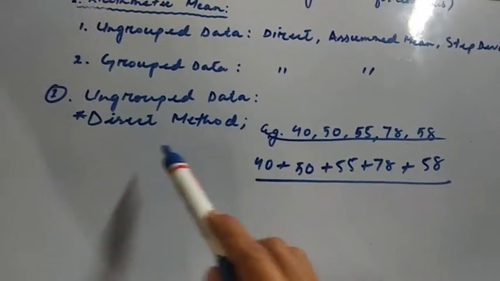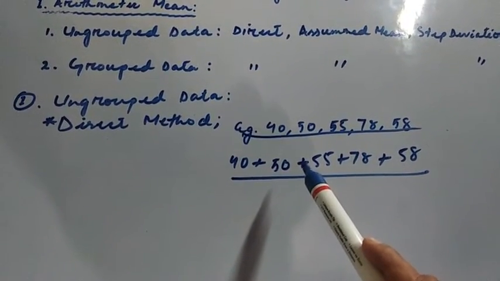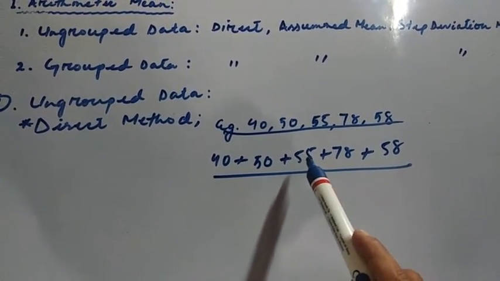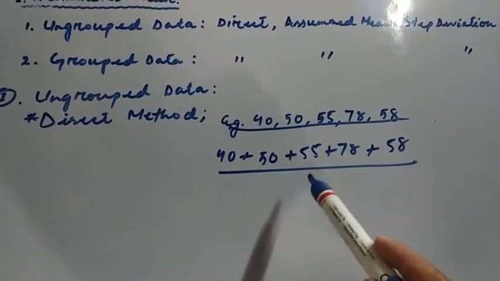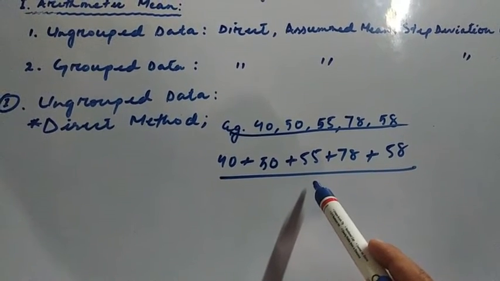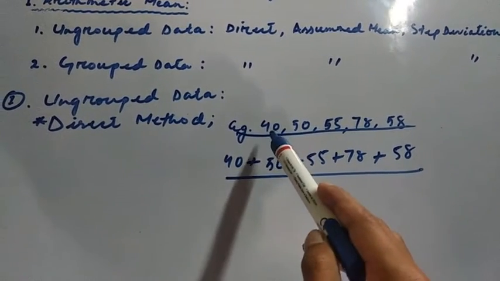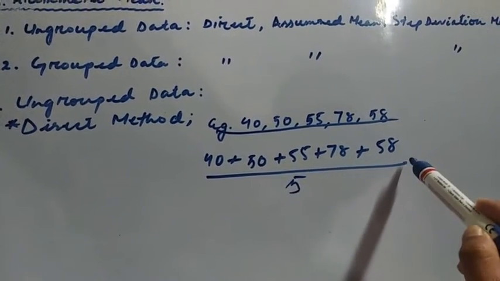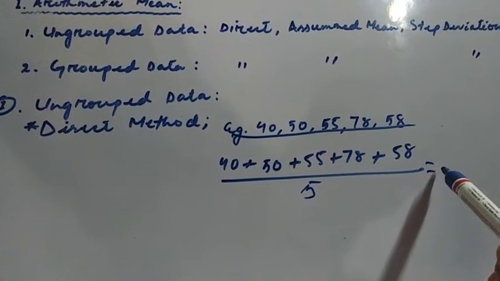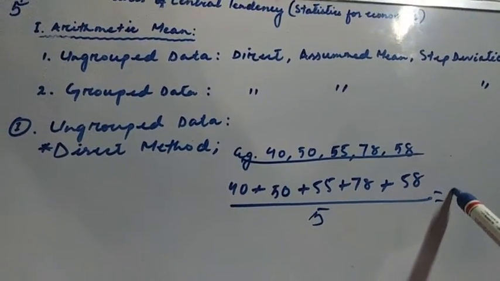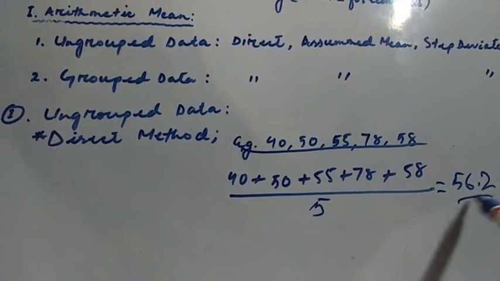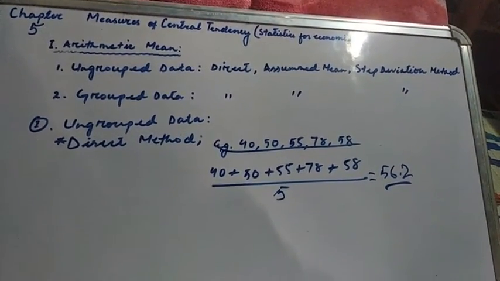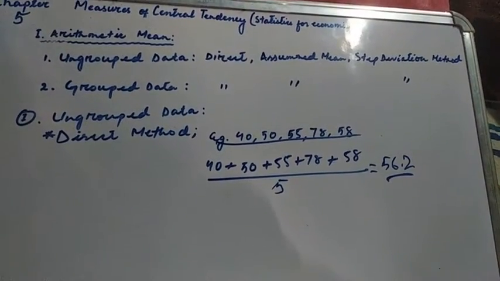So according to this direct method, the arithmetic mean is the sum of all the observations in a series divided by the number of observations. So how much is the number of observations? 1, 2, 3, 4, 5. So divided by n, what we will get is 56.2. So that is how we calculate the direct method under ungrouped data for arithmetic mean.